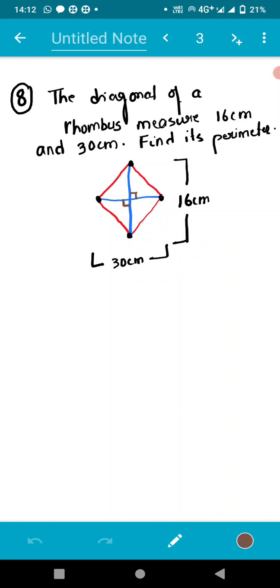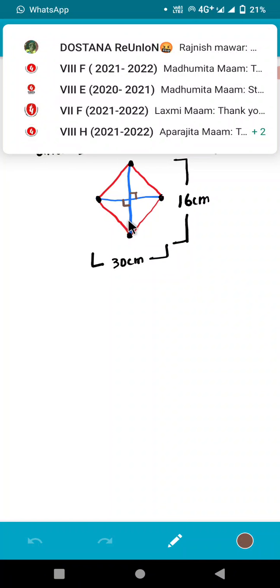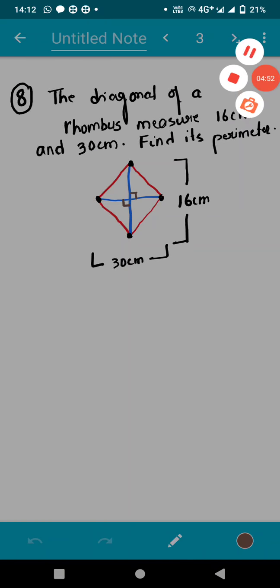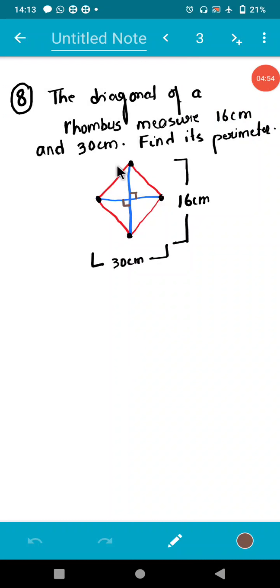Now students, this is question number 8. It is written that diagonals of a rhombus. Okay, so this is a rhombus, students. Diagonals of a rhombus. So these blue lines are all the diagonals, and these are all the sides of the rhombus. Now before we do this sum, we need to know some properties of a rhombus.